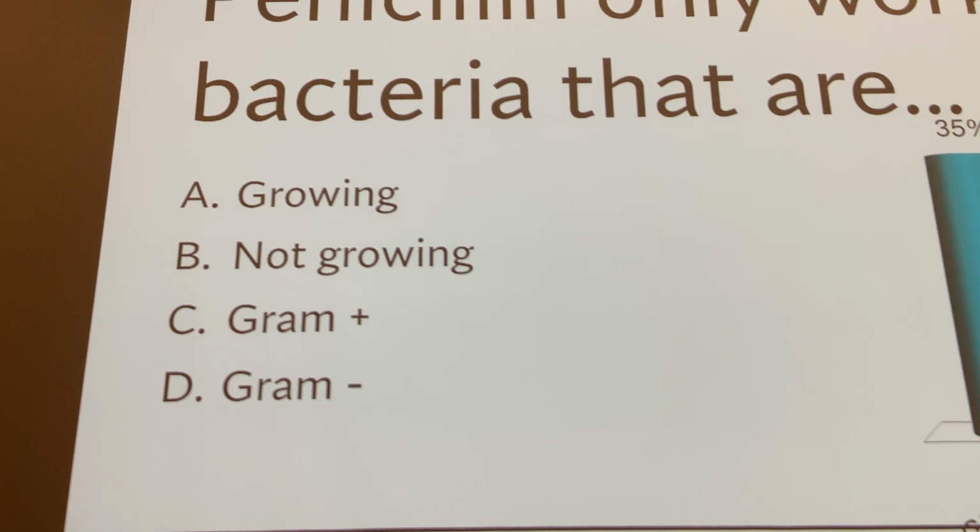as the answer. What was your logic? I said in non-growing cells, cross-linking doesn't happen, and so penicillin will have no effect because it directly degrades the cross-linking process. Okay. What about somebody who picked gram-positive?